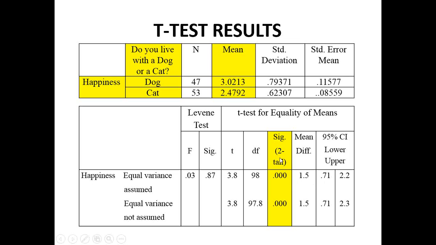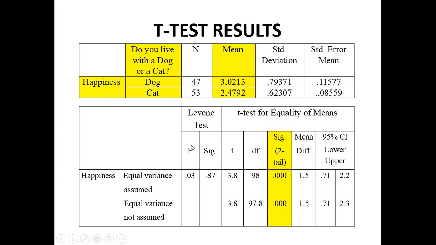Where it's highlighted here, significant two-tail, that tells us if it's significant. So 0.000 is less than 0.05, so that means the difference between the two means is statistically significant.